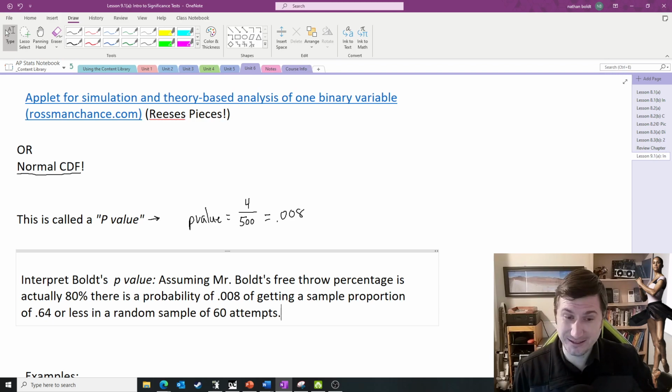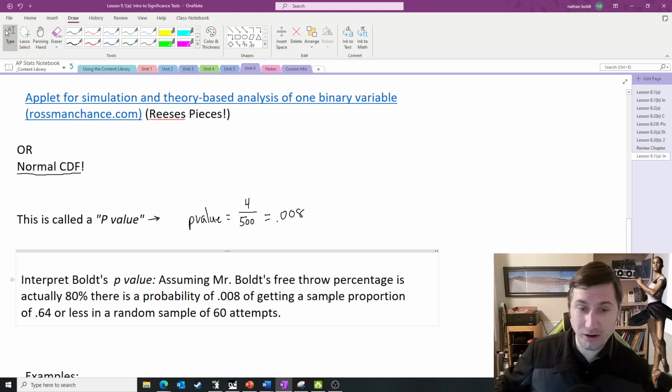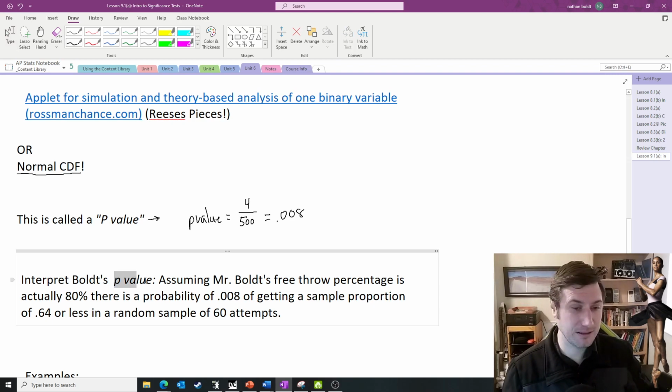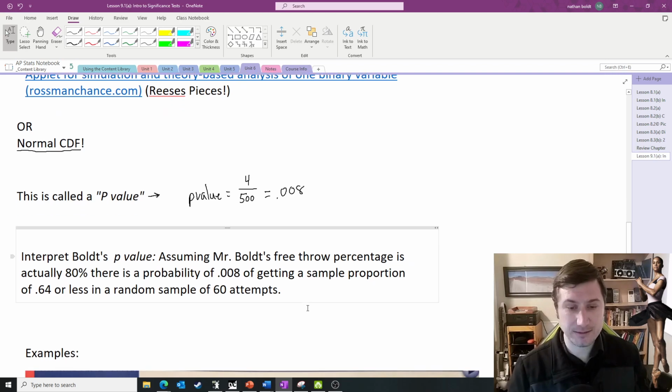That's pretty low, isn't it? This is giving us more and more evidence, I think, to reject Mr. Bolt's claim that he actually has a probability or a free throw percentage of 80%. All right, but we're not going to quite get all the way to deciding which hypothesis is correct here, okay? This is pretty much as far as I want to go today. Can you identify the null hypothesis and the alternate hypothesis, and then interpret a p-value? Okay, so let's take a look at two quick examples of that, and then I'll let you go.